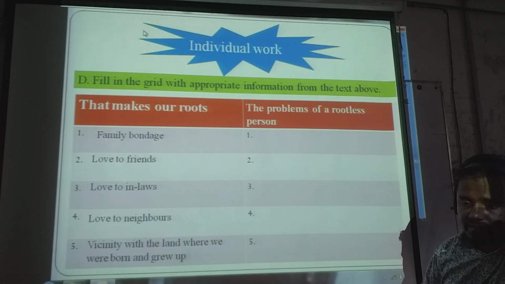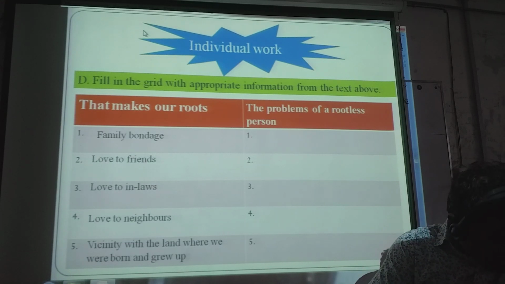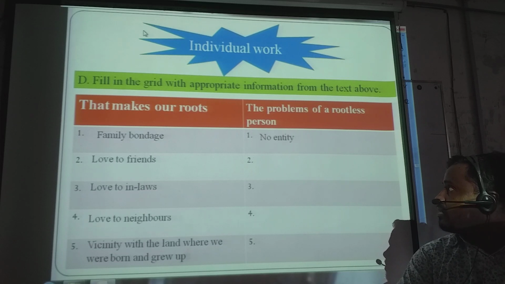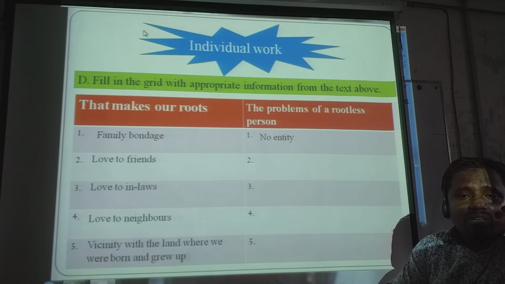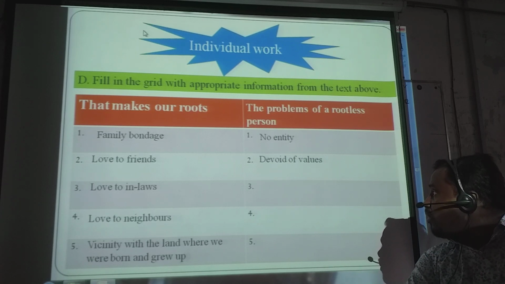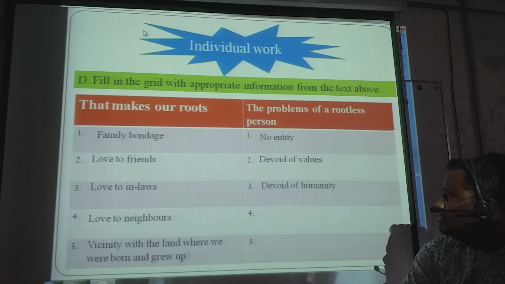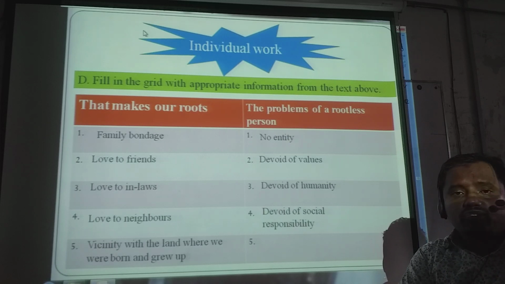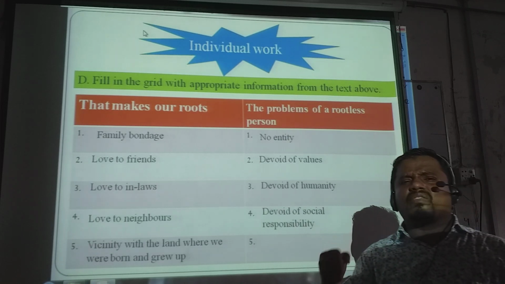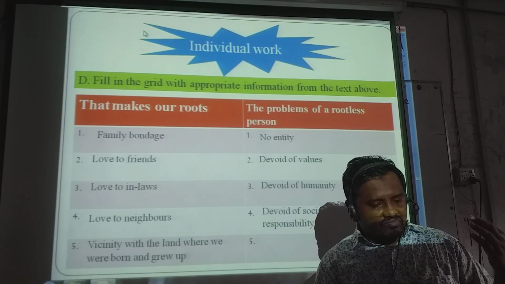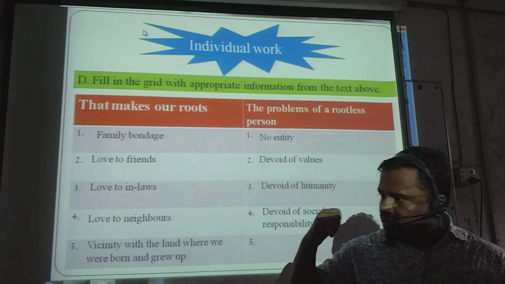On the other hand, let's move to the next portion. The problems of a rootless person: he or she, or they, have no identity. They are devoid of values, devoid of humanity, devoid of social responsibility. They don't have any responsibility for their families, for their forefathers, for their societies.